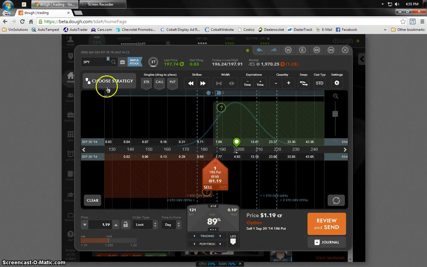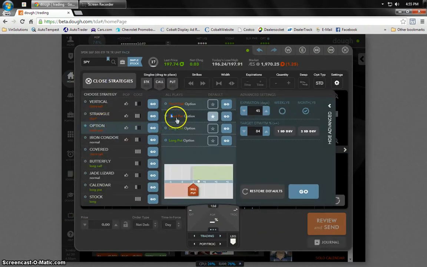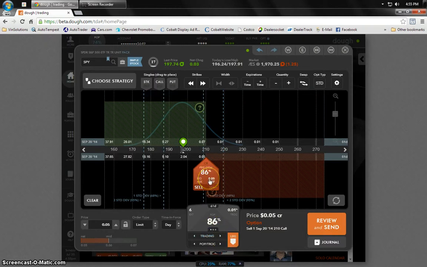In part 2, we covered selling a call, which is the opposite of selling a put. Go to options, go to short call, 1 standard deviation, hit go. Now you're betting that the stock will stay below this price right here. What's your probability? You have an 86% chance of being right. How much is someone willing to pay you for that bet? A nickel, or $5.